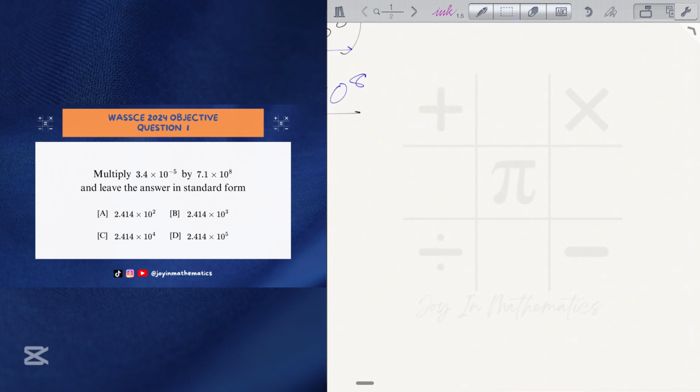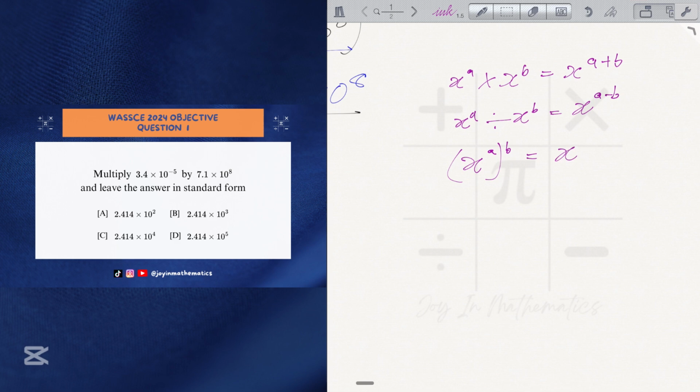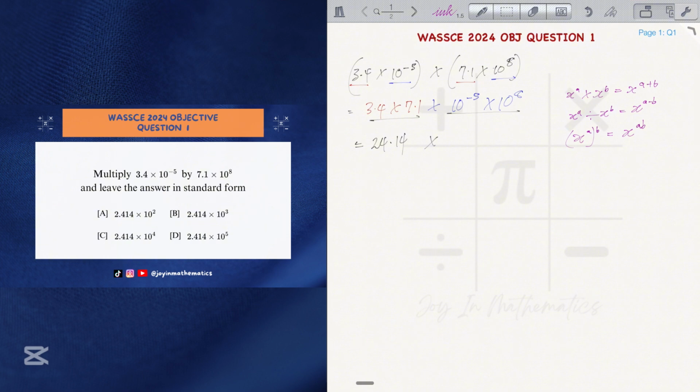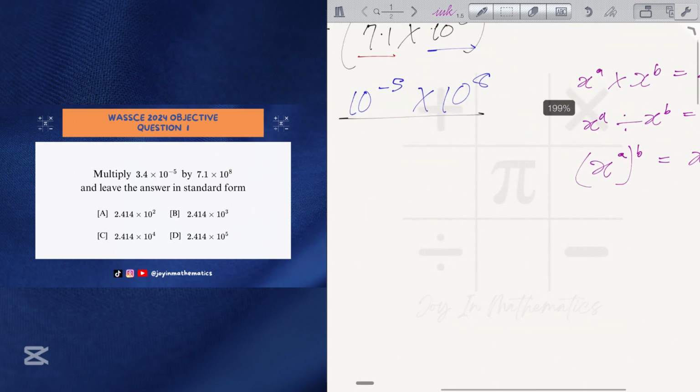The laws of indices state that x raised to the power a multiplied by x raised to the power b is equal to x raised to the power a plus b, and x raised to the power a divided by x raised to the power b is equal to x raised to the power a minus b, and x raised to the power a, all raised to the power b, is equal to x raised to the power ab. In this case, we have the multiplication sign here, which we call the addition law in indices. You can watch more lesson videos on that on the YouTube platform.